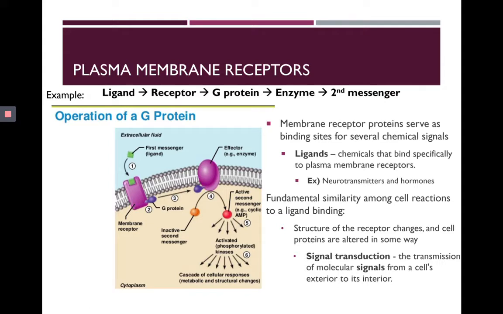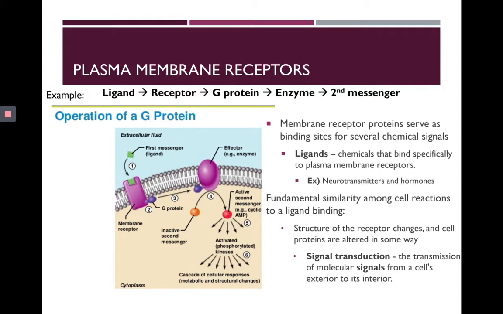Now the ligands, which are the chemicals that bind specifically to a plasma membrane receptor, again, I called it a hormone as a good example, but neurotransmitters are another example. They're going to be fundamental really to a lot of different chemical reactions that happen inside the cell. This process where we have a signal outside the cell and we're trying to get something to happen inside the cell without sending anything straight through the plasma membrane or even through a channel or through a carrier, that is called signal transduction. That's the transmission of molecular signals from a cell's exterior to its interior.